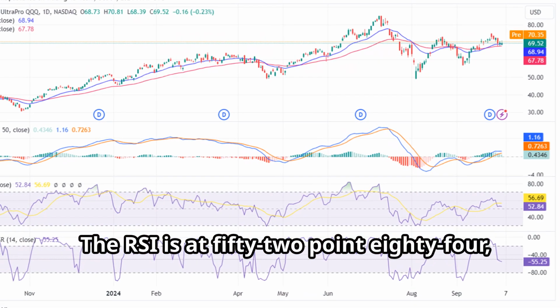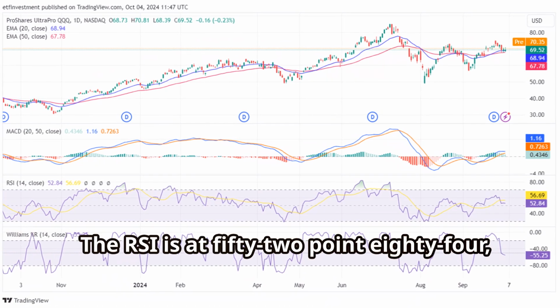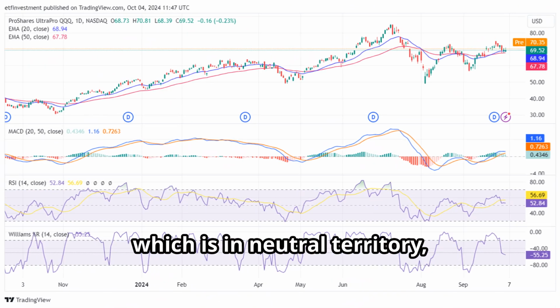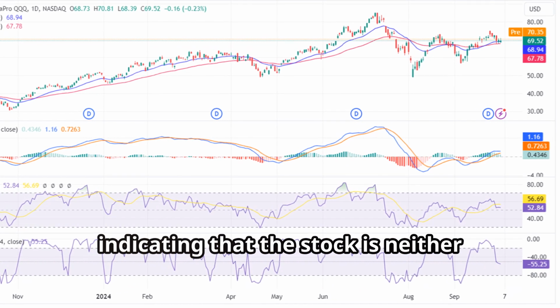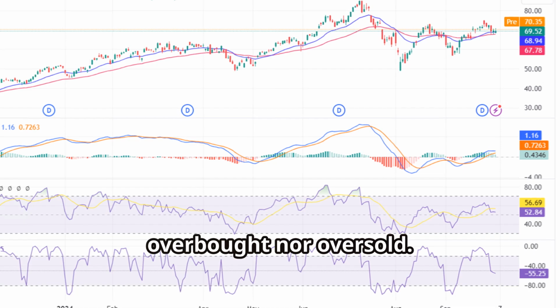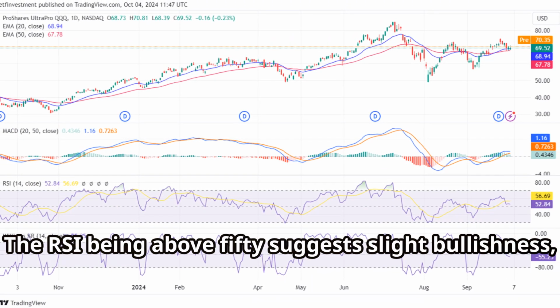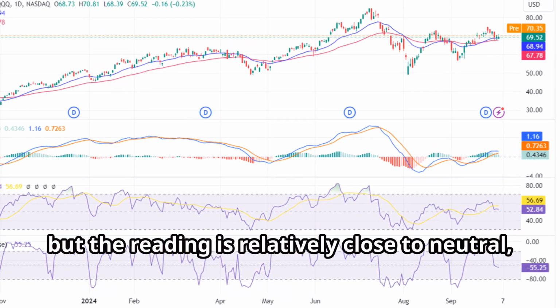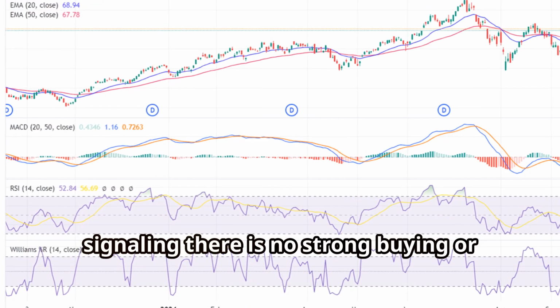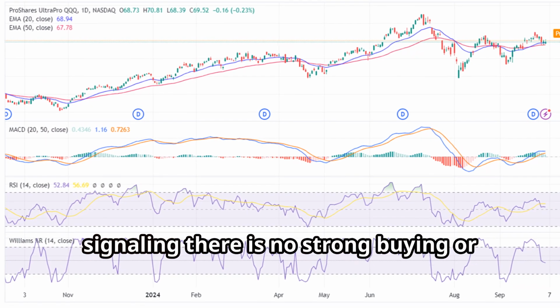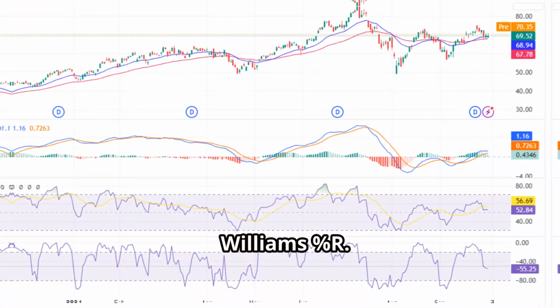The RSI is at 52.84, which is in neutral territory, indicating that the stock is neither overbought nor oversold. The RSI being above 50 suggests slight bullishness, but the reading is relatively close to neutral, signaling there is no strong buying or selling pressure currently.